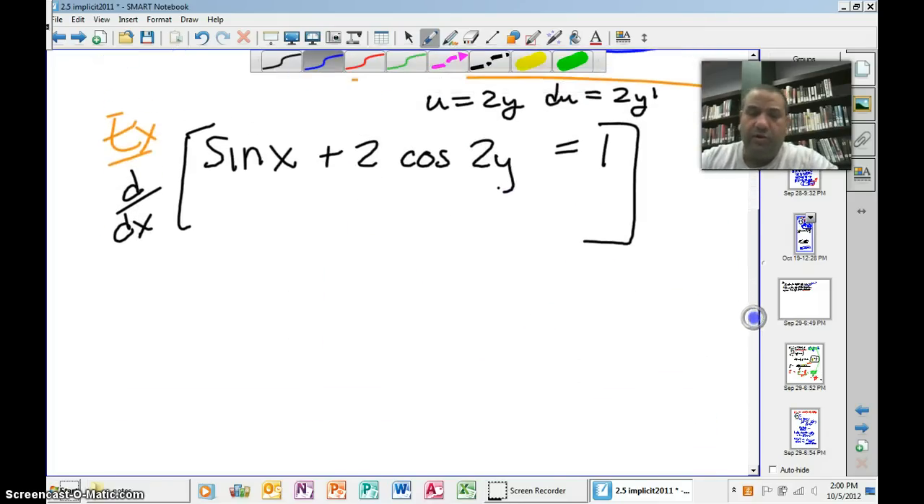All right, and then here comes your friends. But now we got to use the chain rule, okay? So derivative of sine x, they match up. Derivative of sine x is cosine x.